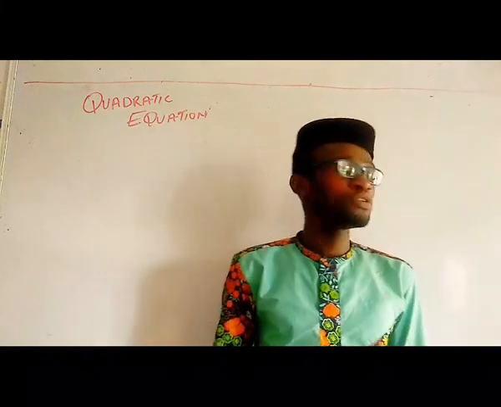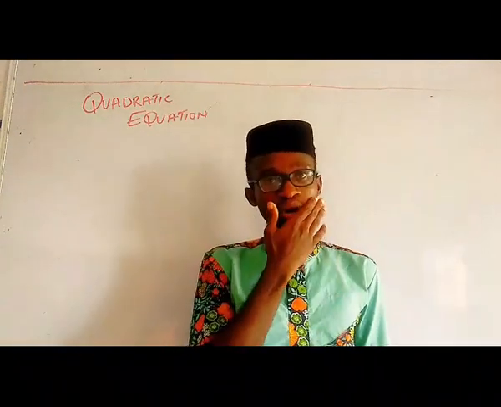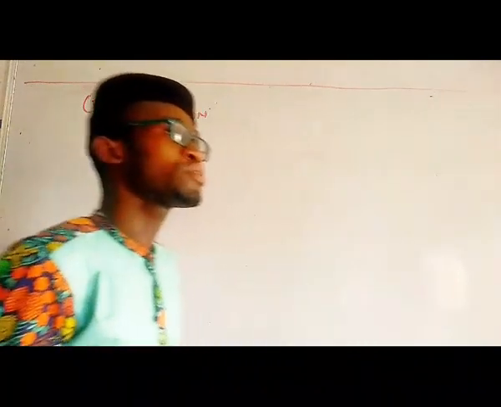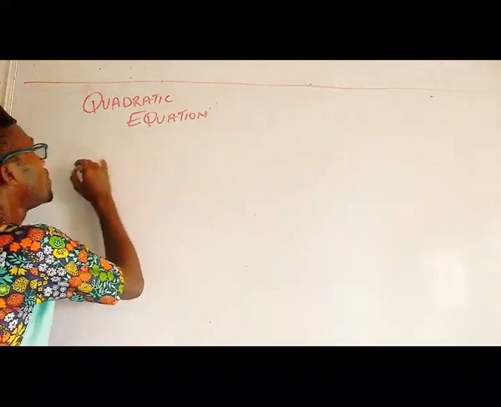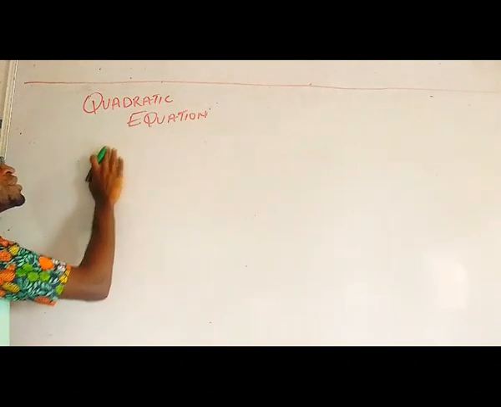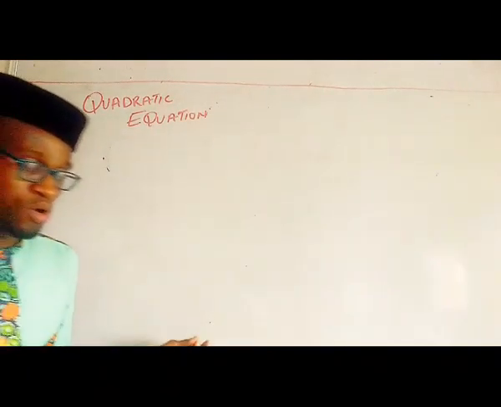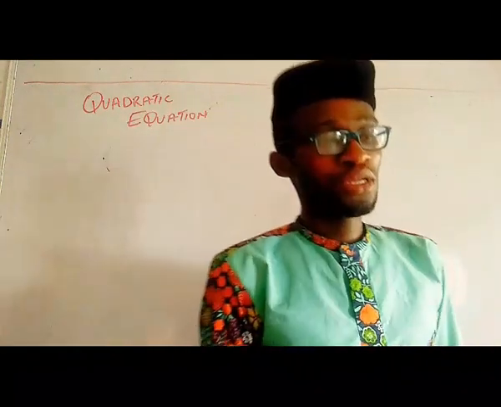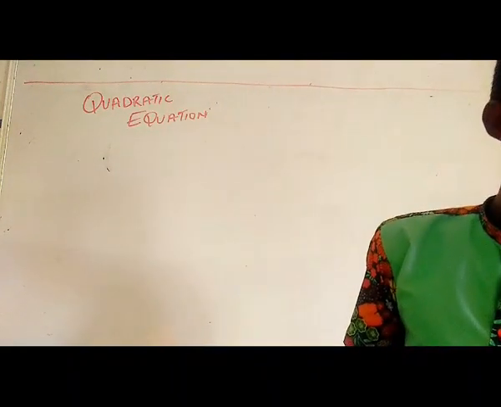So today we're going to be continuing from where we stopped in the last video. We have been talking about quadratic equations. We have talked about the factorization method, and the completing the formula method. So today we are going to be talking about what? The completing the square method.